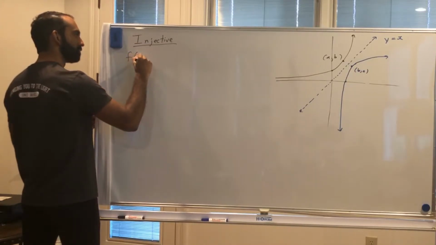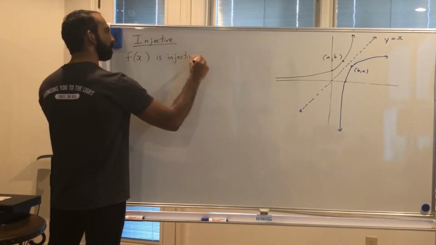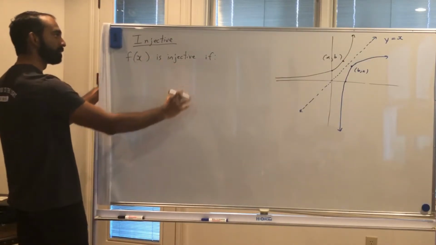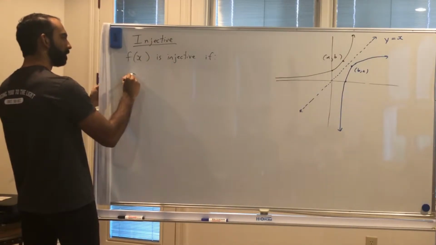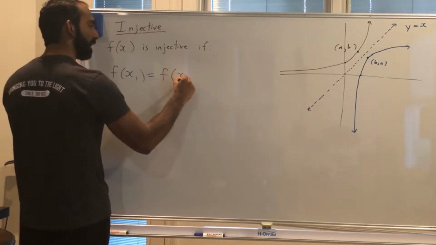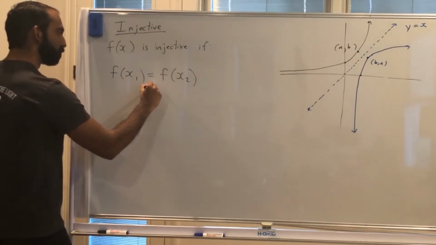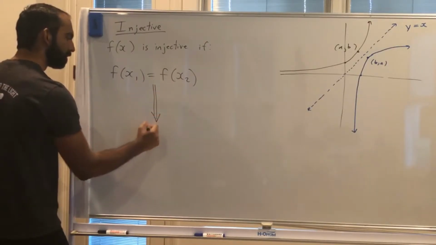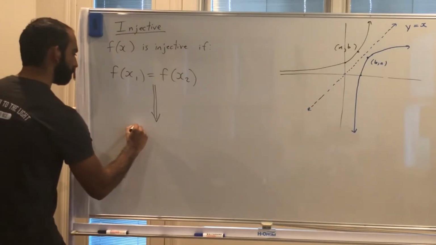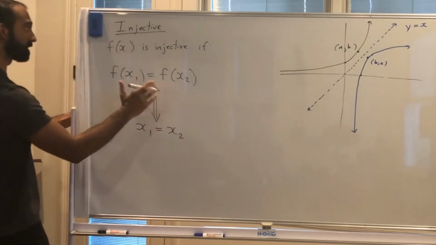So a function is injective. Let's say f of x is injective if the following holds true. It's just a definition of injectivity. If you pick two y values on the graph of f, let's say f of x1 and f of x2, and they are equal, f is injective, it's one-to-one, if what is true about x1 and x2? That x1 equals x2? Yes. So this is just the algebraic definition.